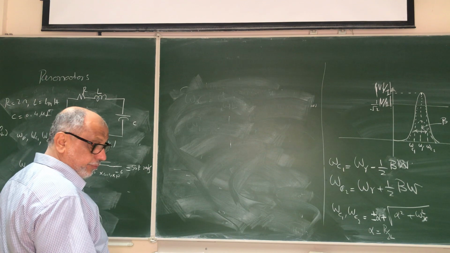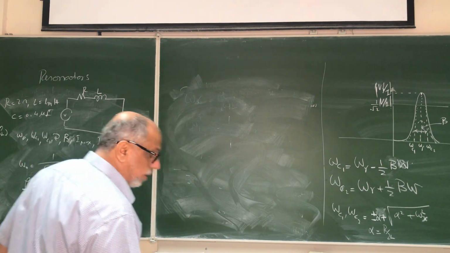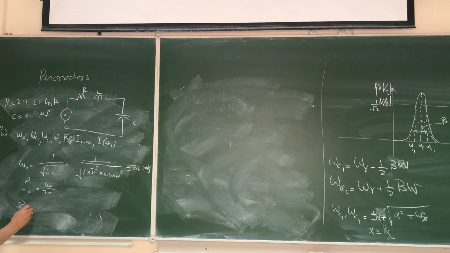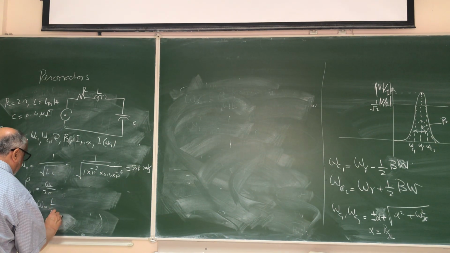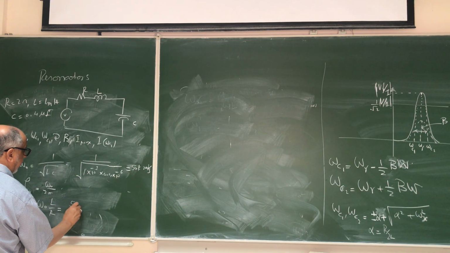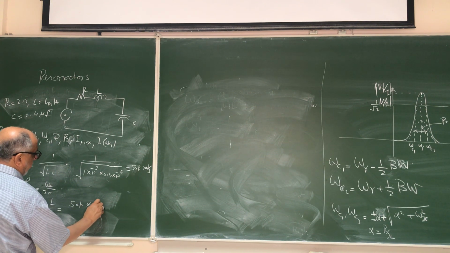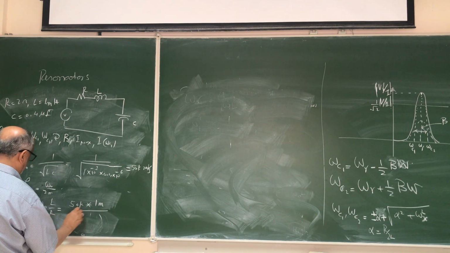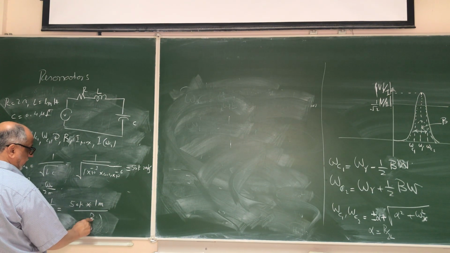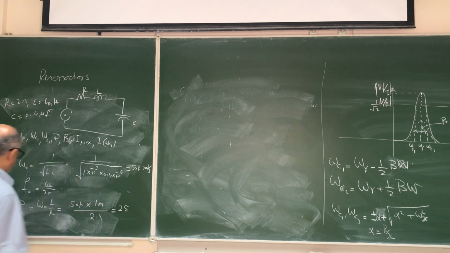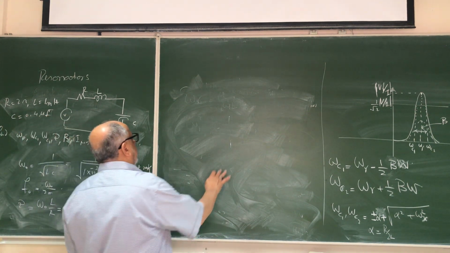So we know that Q equals omega naught times L over R. So this is equal to 50k times L, which is 1 milli, divided by R, which is 2. So the k will drop the milli. 50 divided by 2 is equal to 25. Now if we know Q and we know omega naught, we can find the bandwidth. If we know the bandwidth, then we can find omega C1 and omega C2.